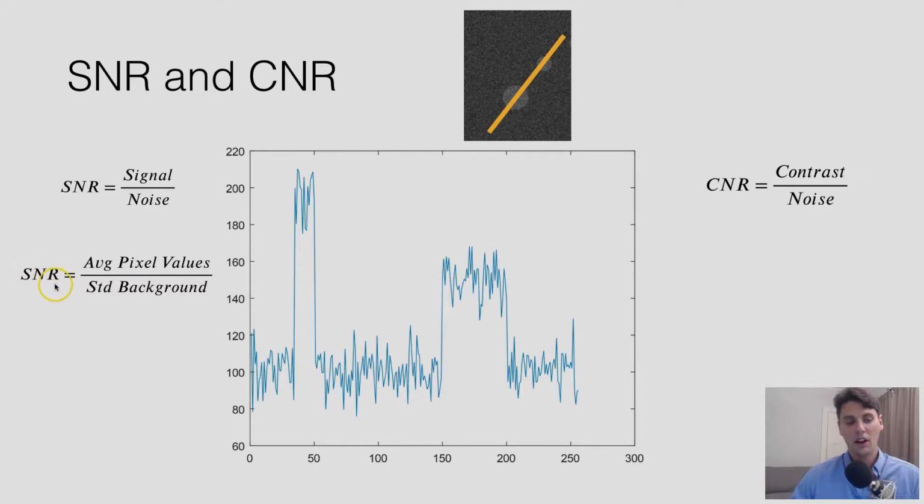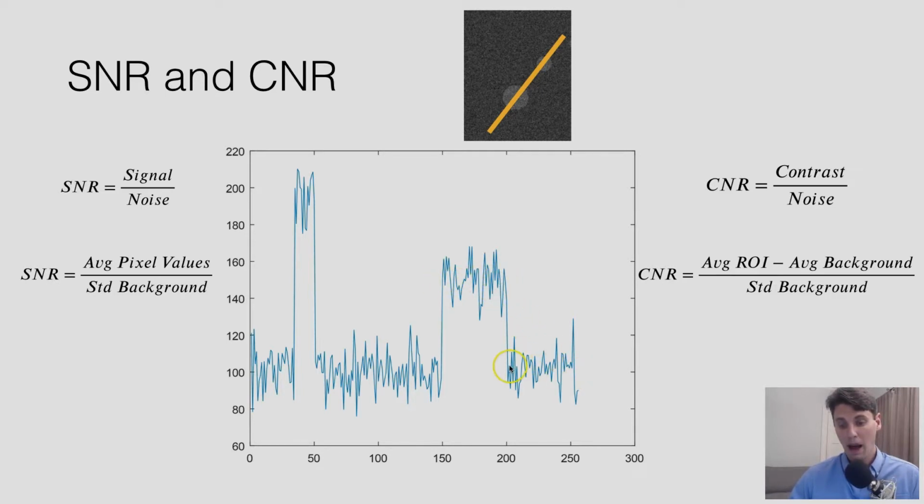The definition of the SNR is the average pixel value in that region divided by the standard deviation in the background. And the definition of the contrast to noise ratio, which a lot of times is what people are actually looking at, is the contrast between this region and the background region. So in that case, we take the average difference, the contrast of 150 minus 100. For SNR, we're just talking about the signal, the average measured signal. For CNR, we're talking about the contrast, the difference between the measured signals in the two regions we're looking at.